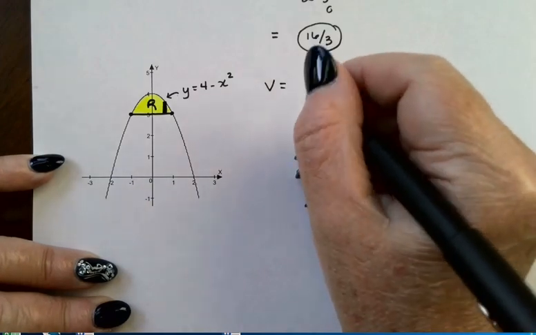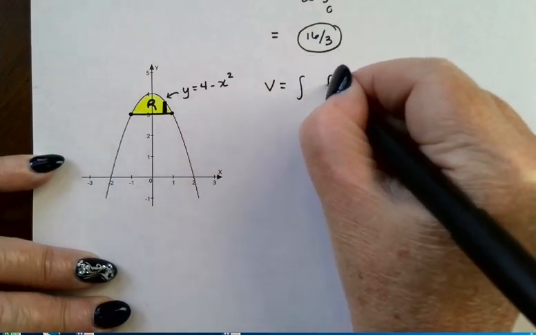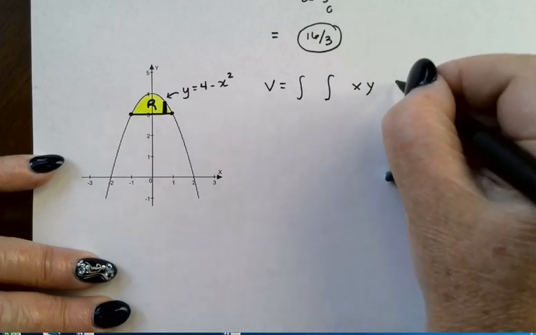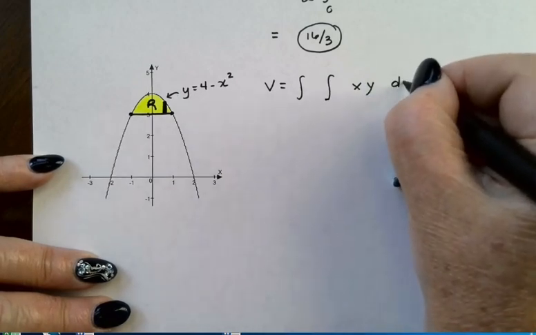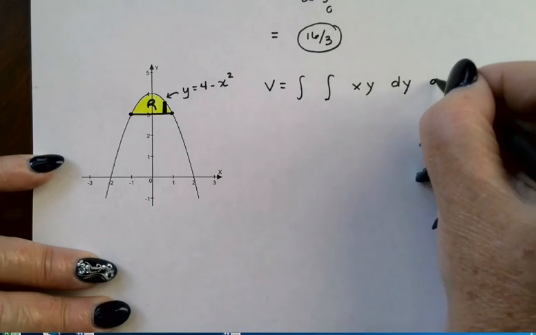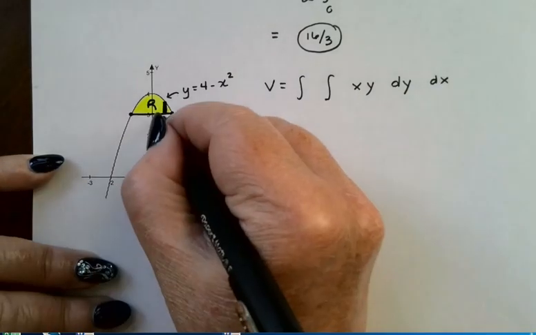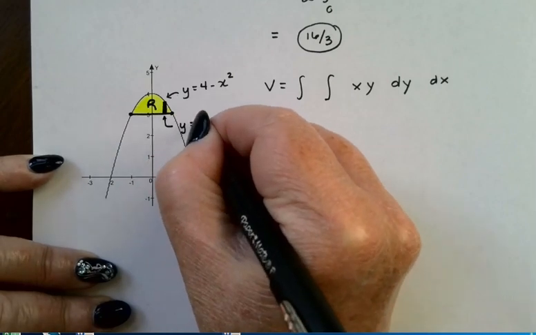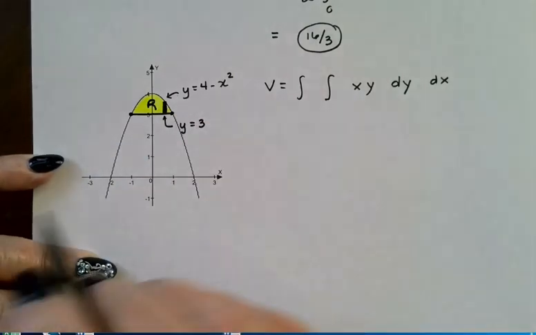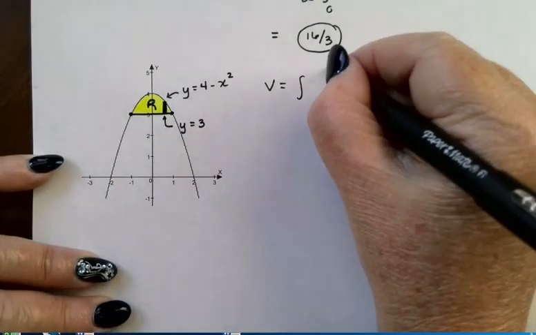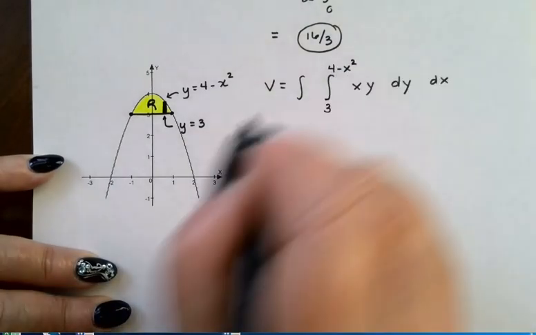And so to get the volume function, my integrand is still xy. I'm still doing vertical rectangles, so I'll still do dy first, and then dx. This time, the bottom of the rectangle is at y equals 3. And the top of the rectangle is still at 4 minus x squared.